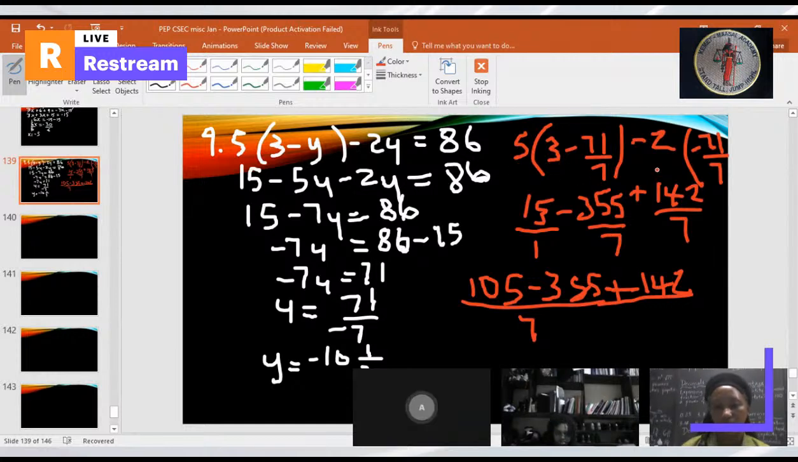Miss, 3 times negative 71 is negative 213. Yes, miss. But where would we do that operation? It's 3 minus, 3 minus.